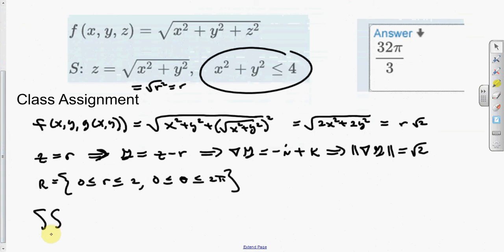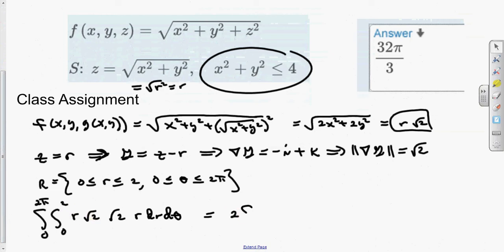So this double integral over the region, we can go ahead and calculate that now. This is, say, 0 to 2 pi, 0 to 2. The function f, little f, just becomes r times the square root of 2, times the norm of the gradient, that's the square root of 2, times the r factor, dr d theta. Square root of 2 times square root of 2 is just 2. This is 2 times the integral from 0 to 2 pi. You see how the polar coordinates help us in our conversion? Makes all that a whole lot easier.